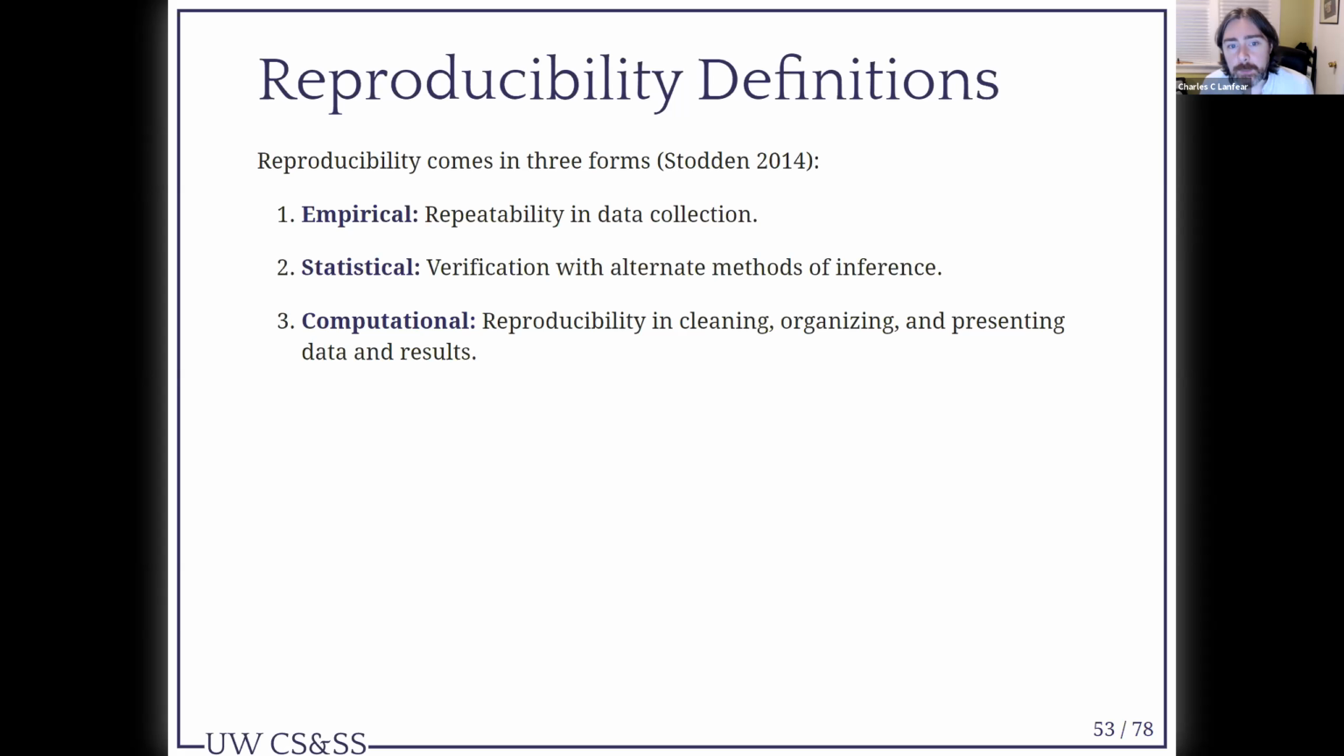The last one is computational reproducibility. This is reproducibility in the cleaning, organization, and presentation of your data and results. This isn't about running the models. It's not about collecting the data. This is about converting the raw data into the displayed results in the paper, the memo, or something like that, okay?